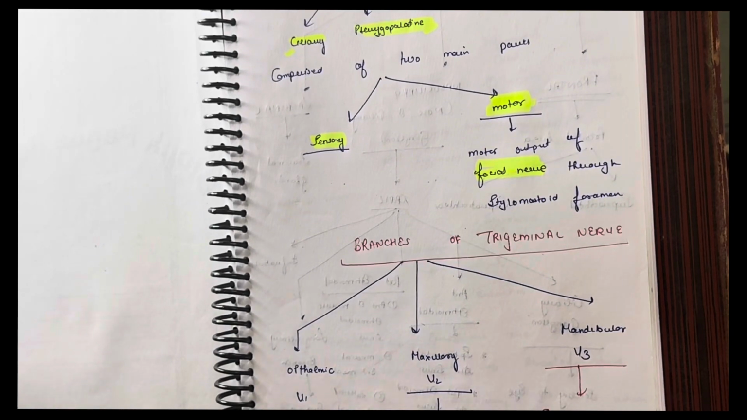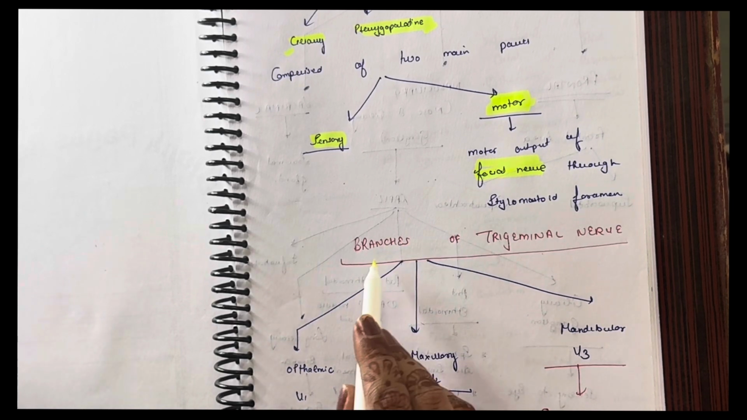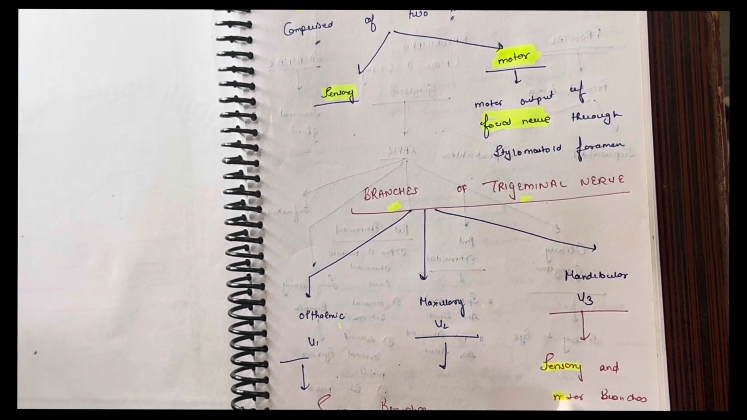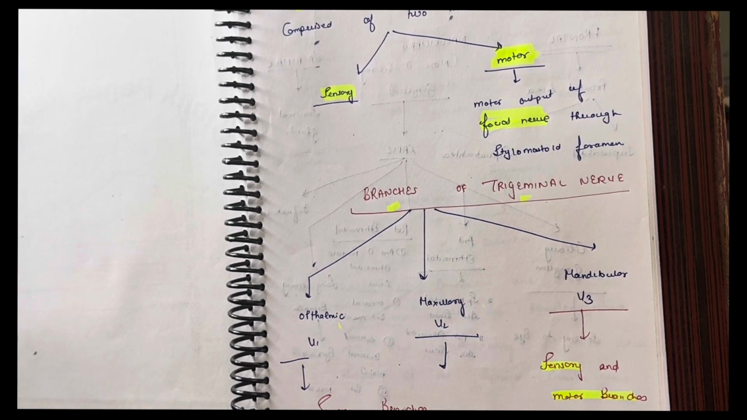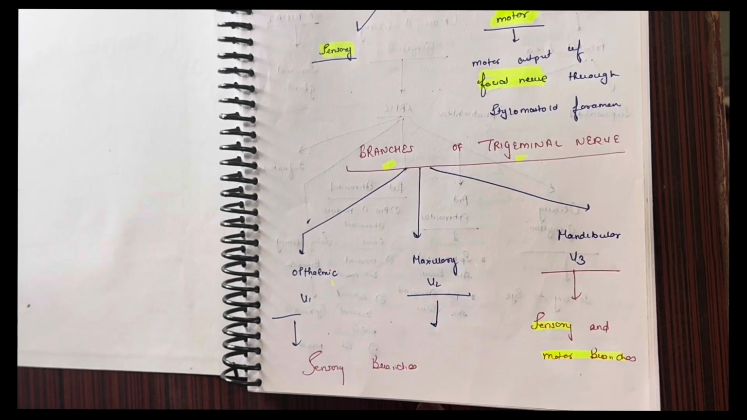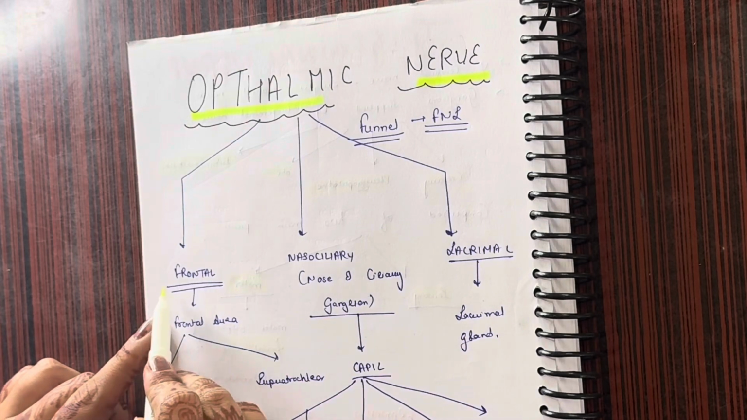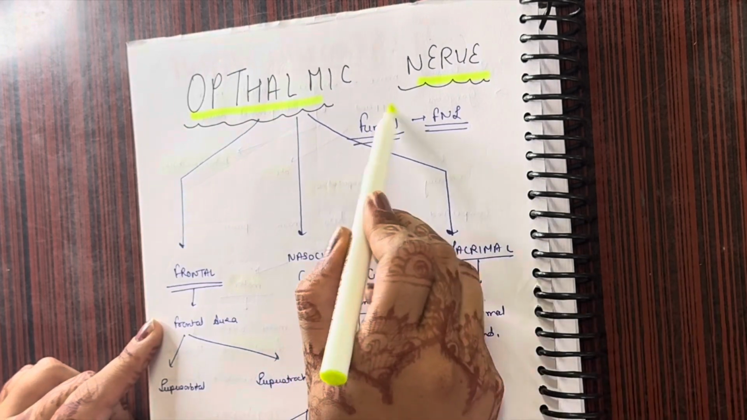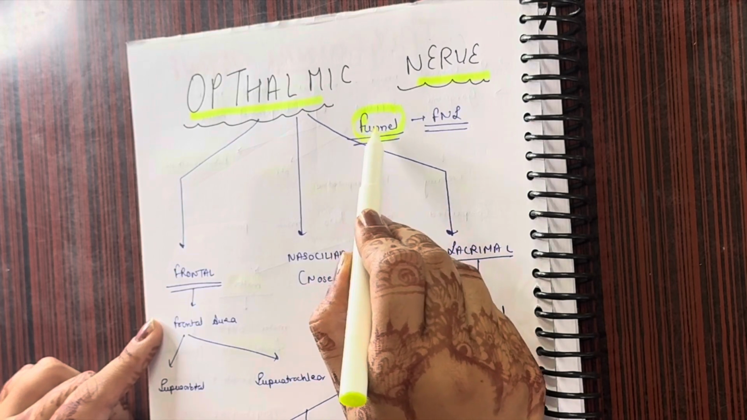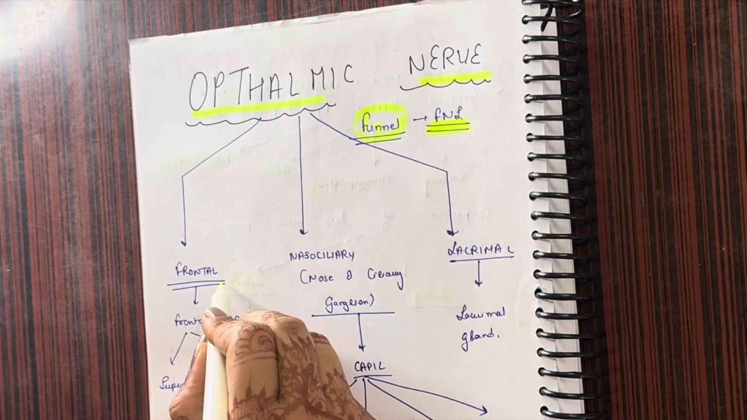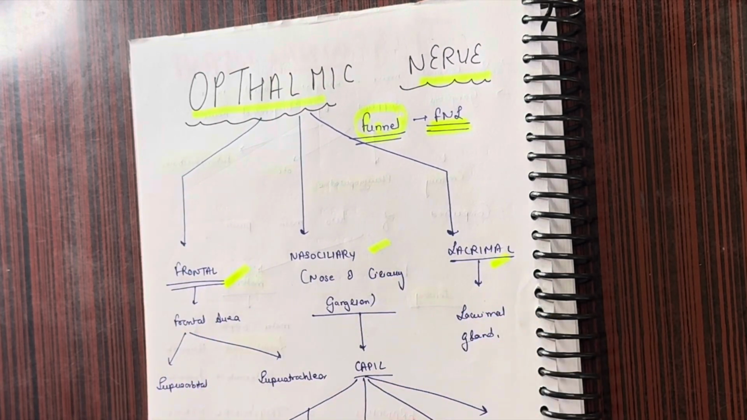Now, the branches which are very important and very frequently asked in the viva as well as in the exams, that is branches of trigeminal nerve. It has three branches: ophthalmic, maxillary, and mandibular. Mandibular branch has both sensory and motor branches, whereas the rest two are sensory branches only. Now, let's learn about the first branch, that is the ophthalmic nerve. You can remember the names of the branches by the mnemonic FNL, as in funnel, which are the main branches. First one is the frontal, second is the nasociliary, and third is the lacrimal.